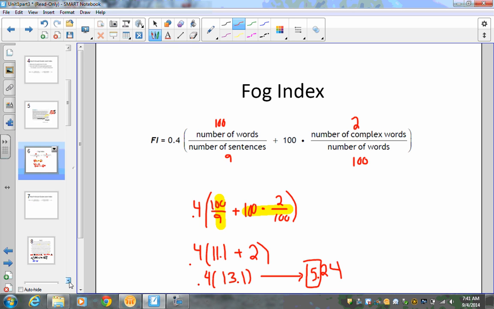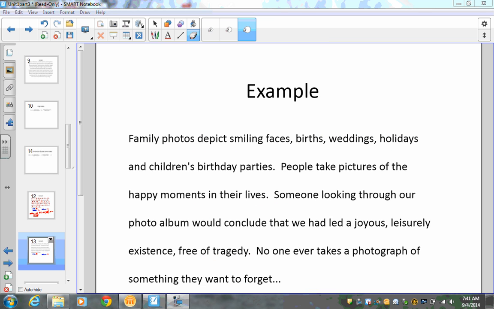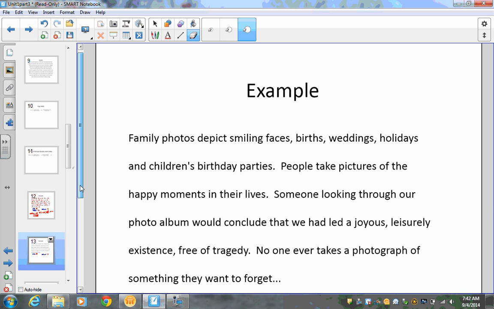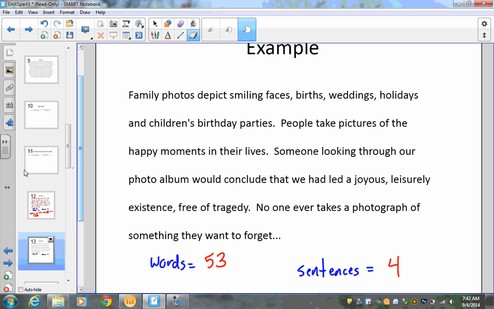All right, pretty simple. All right, let's try another one. Okay, here's our next one, and it's a little smaller one, so it's going to be a little simpler, hopefully. You can go ahead and pause the video if you want to read it. I went ahead and already counted, and I have 53 words, 4 sentences, and the last thing I'm going to need to know is how many complex words. So let me go ahead and figure that out.